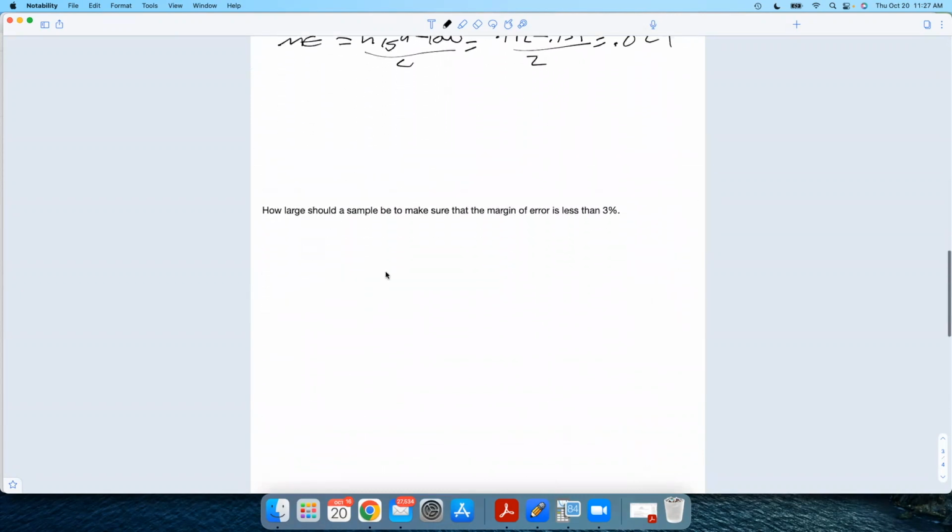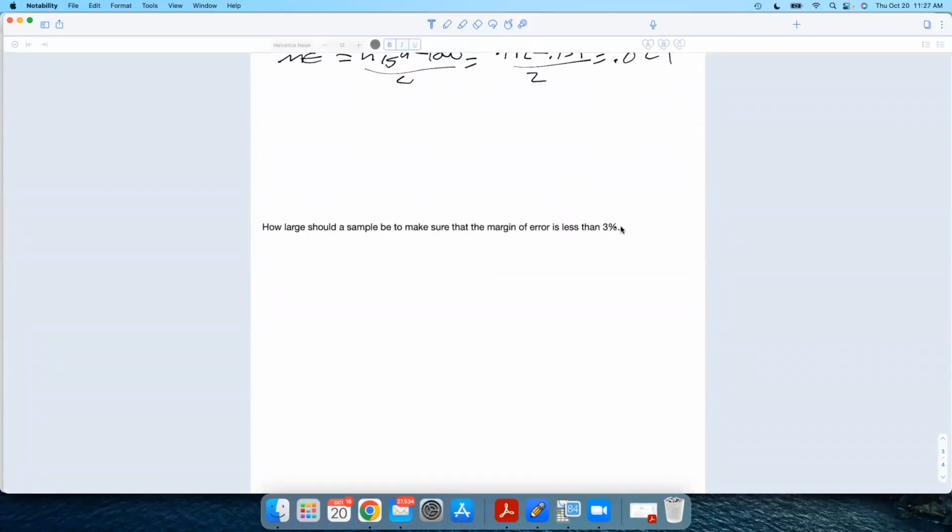Okay, one more problem. Now we're kind of working backwards here. You have a homework question like this. I'm going to edit this problem at 95% confidence.